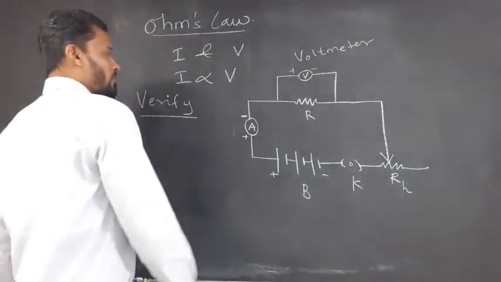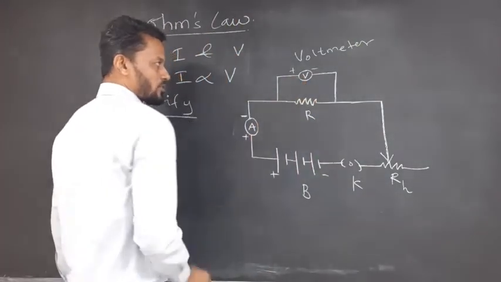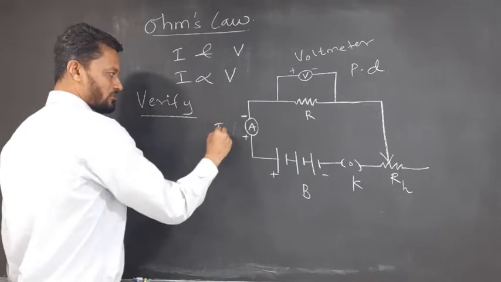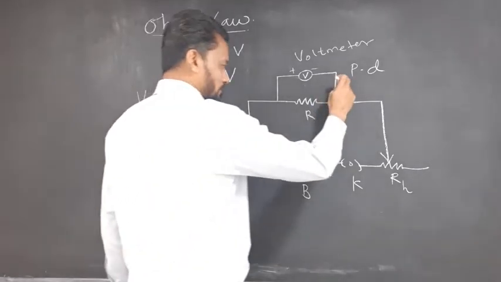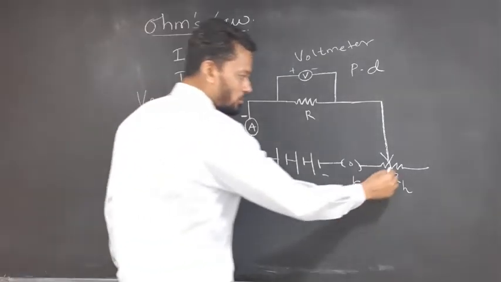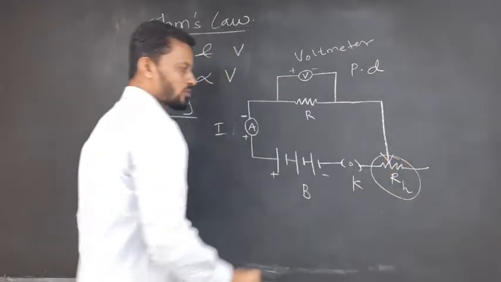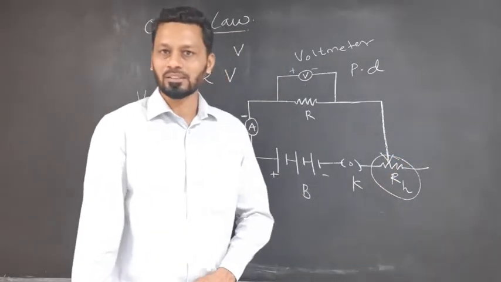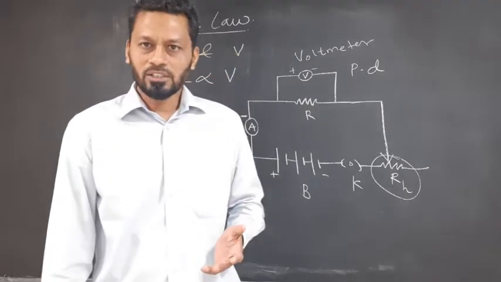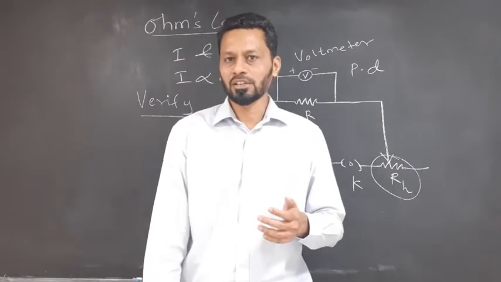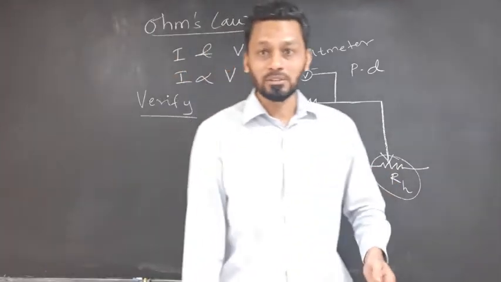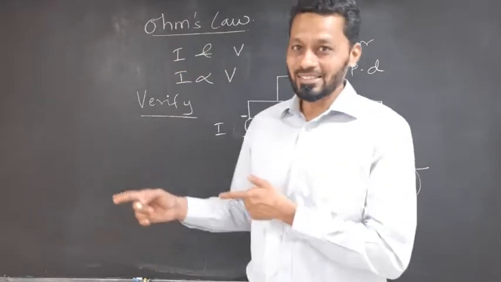Moving ahead, this voltmeter will measure the potential difference, and this ammeter will measure the electric current, which is I. What has been noticed through this experiment is that you keep varying the resistance across the circuit using a rheostat. A rheostat is a device which can be used as a current divider or as a potential divider. Here we are using this rheostat as a current divider, and a rheostat looks something like this.